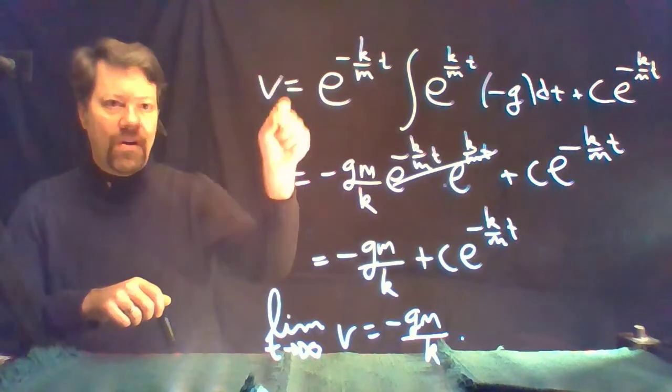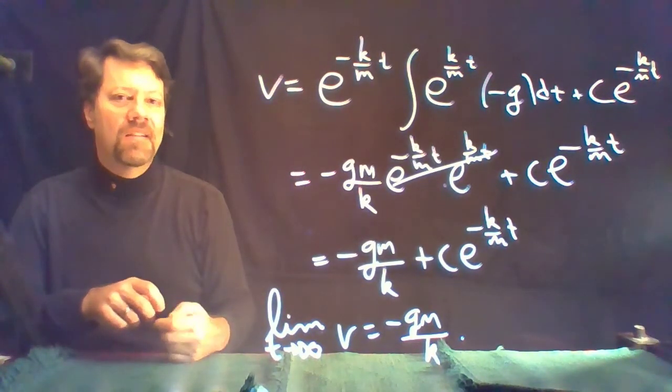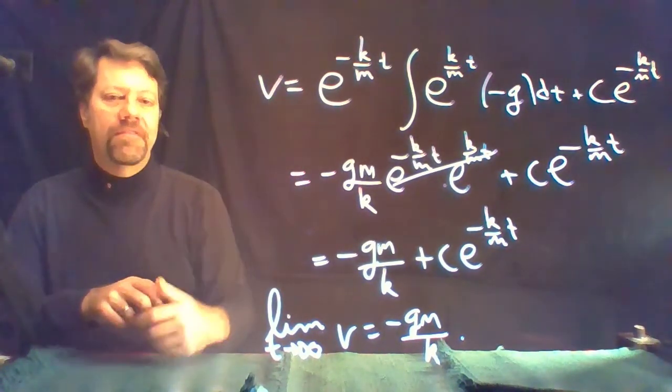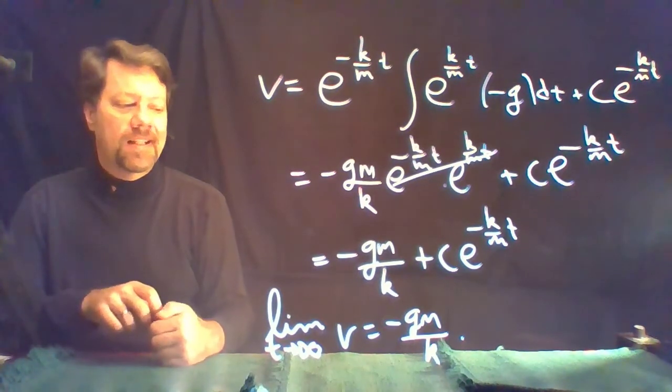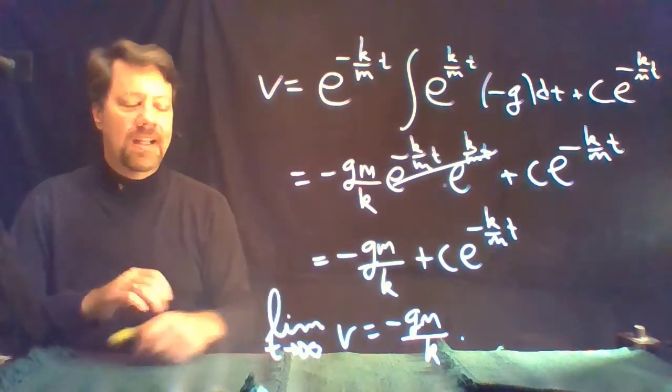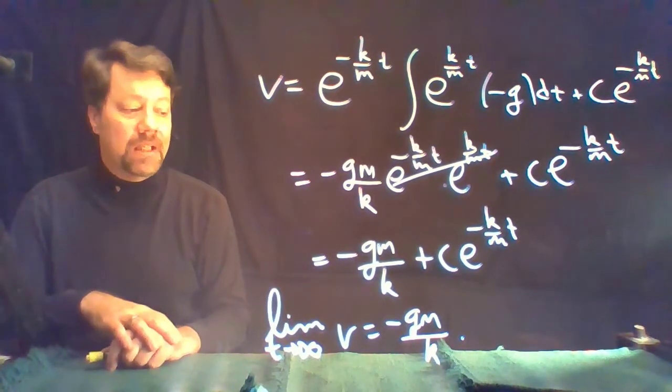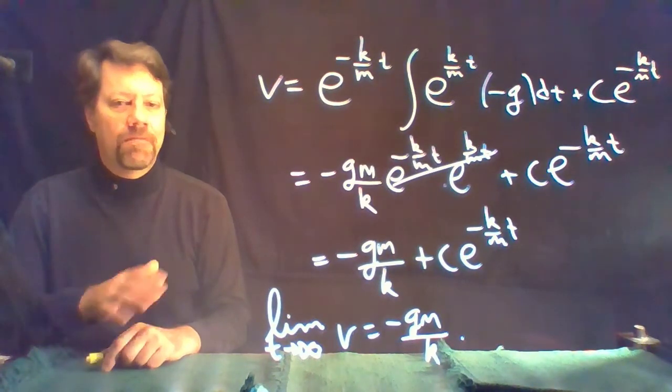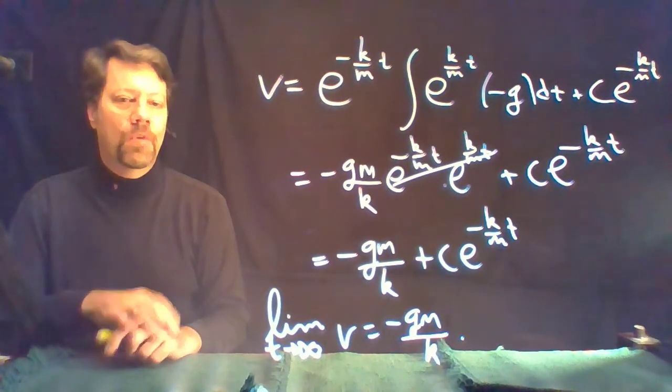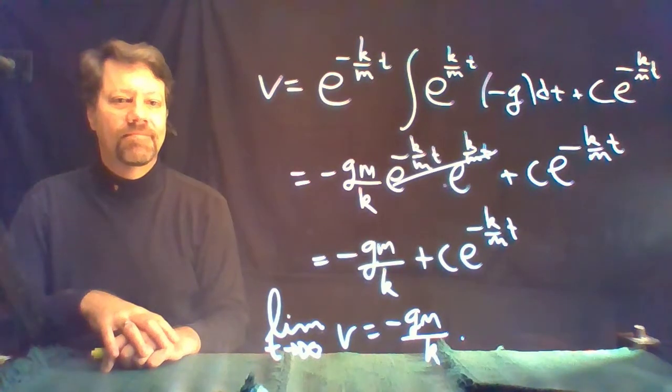If an object falls with air resistance through the air, it's going to reach some kind of ultimate or terminal velocity. And in this case, you can easily calculate that as minus mg divided by the constant k, the coefficient of friction. What we haven't accounted for is the initial condition.